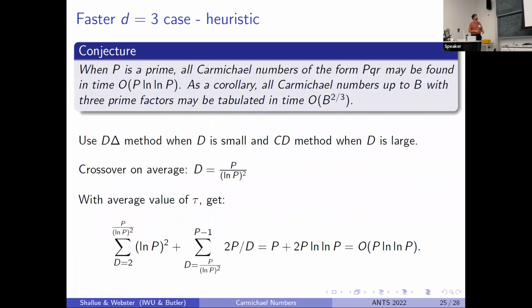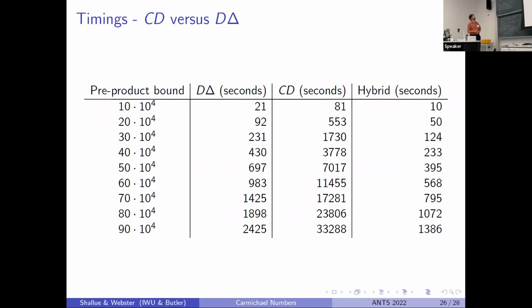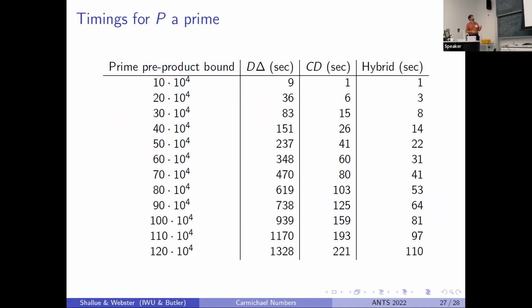And okay, so I am going to skip over this to jump to the timings and finish with that. I've got 2 different timings tables here. One is for all pre-products and one is for prime pre-products. The reason for this is that prime pre-products are the case where the CD method does the best. So what to get out of this table is that if we're looking at all pre-products, then the D delta method does better than the CD method. But if we do a hybrid method where we combine the 2, then it does better than both. Similarly, if we restrict to prime pre-products, then the CD method does better than the D delta method in this case, but a hybrid method of the 2 does better than both.